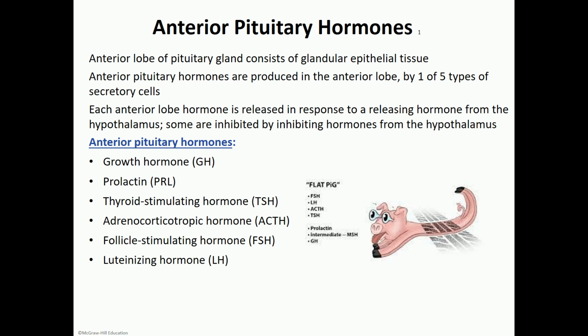Now, your anterior pituitary hormones, we talked about a lot of these different hormones. The anterior pituitary has different kinds of cells, and that's why we have all 5 or 6 of these hormones that are being made. And I used this mnemonic to remember them: FLAT PIG. F stands for FSH, L is LH, A stands for ACTH, T stands for TSH, P is for prolactin, I is not from the anterior pituitary, so you could ignore that, and then G is the growth hormone.